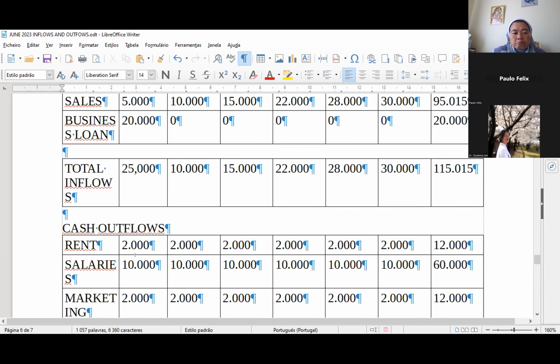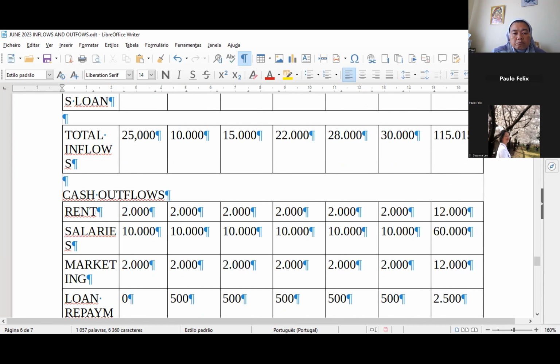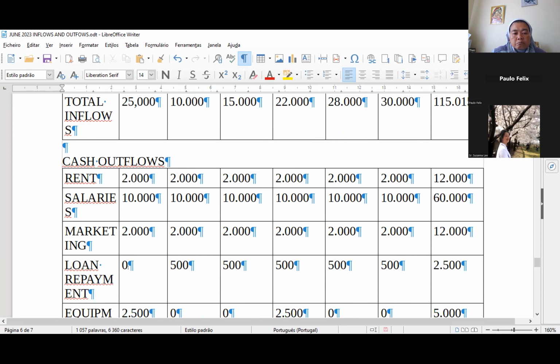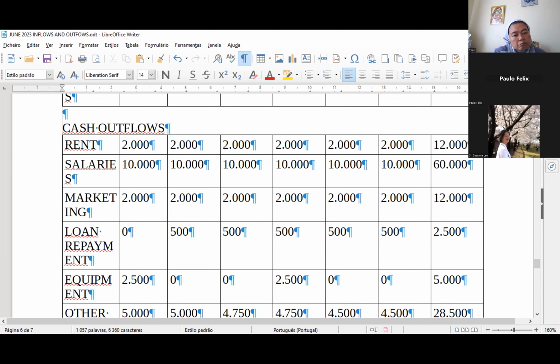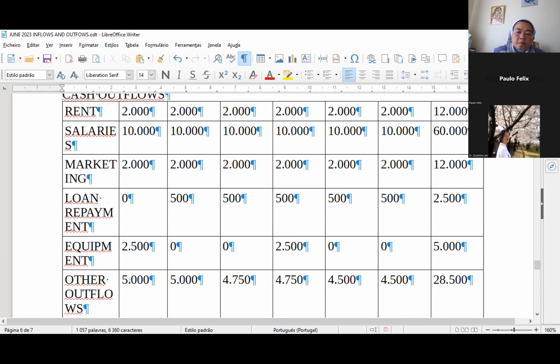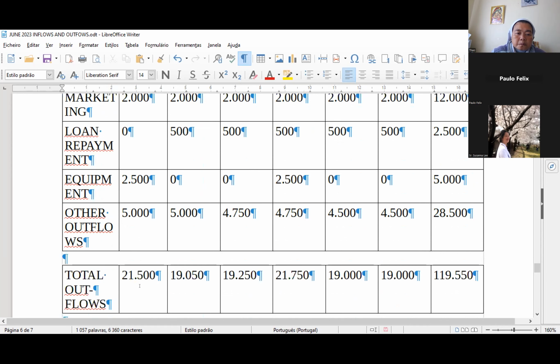Then on the cash flow, you paid rent of 2,000, on salary 10,000, on marketing, so announcing, making your center known, 2,000. You had no loan repayment, but you spent 2,500 on equipment and other outflow 5,000. So it comes to a total outflow of 21,500 rands.